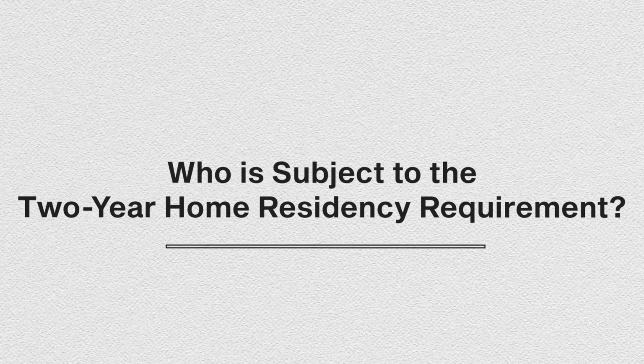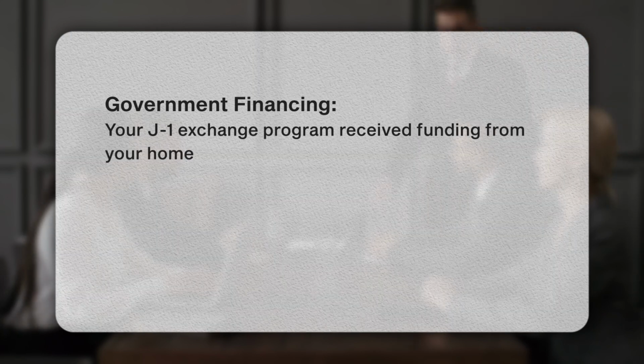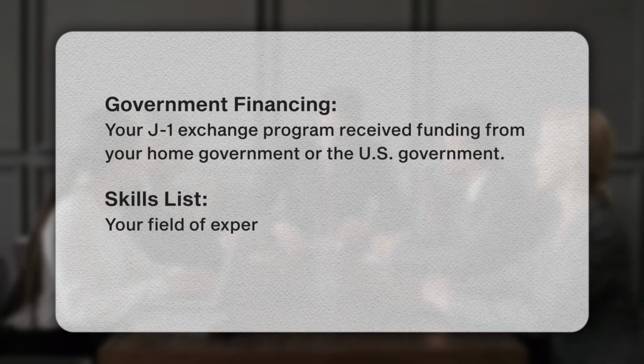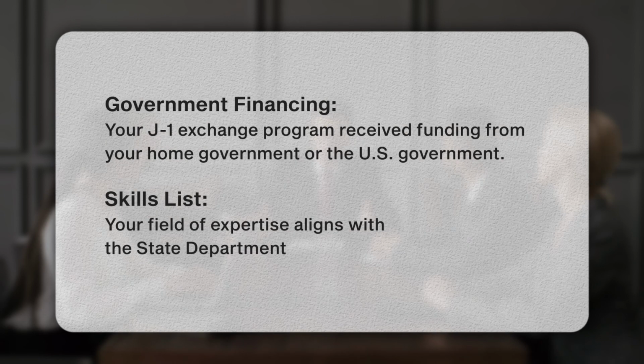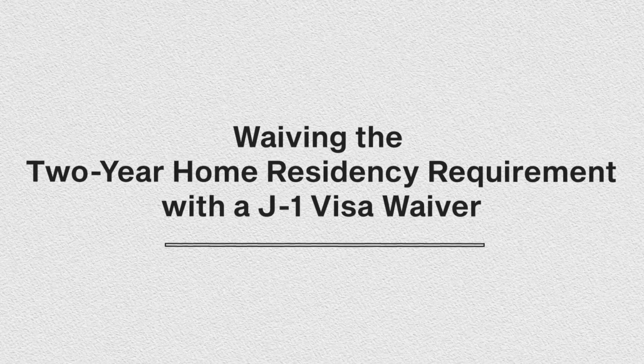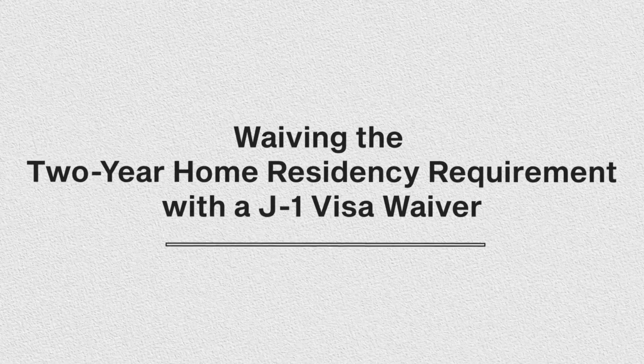So you won't always be subjected to the 2-year home residency requirement. It depends, first of all, on whether you received government funding from your country or the US government, or whether you are on the skills list, where your field of expertise aligns with the State Department's exchange visitor skills list designated by your home country. Now, what do you do if you are in one of these situations? Well, then you're going to need to apply for a J1 waiver or go back for 2 years.